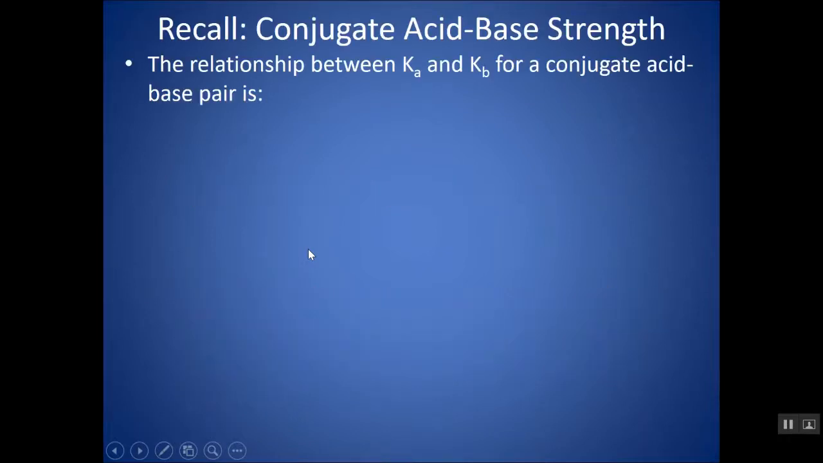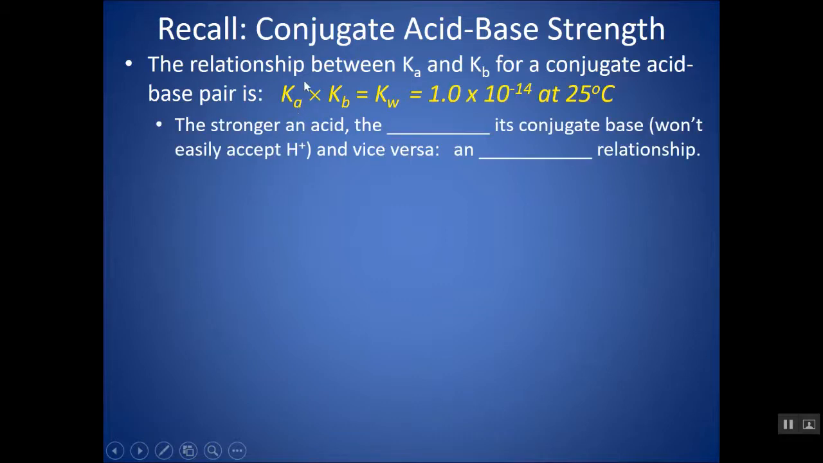If you remember, the relationship between Ka and Kb for a conjugate acid-base pair is that Ka times Kb is Kw. What does that mean? That means that the stronger something is as an acid, the larger the Ka, the smaller the Kb and therefore the weaker the base. This is an inverse relationship, and the product is always equal to a constant, which is 1 times 10 to the negative 14 at 25 degrees Celsius. It might be a different value at a different temperature.